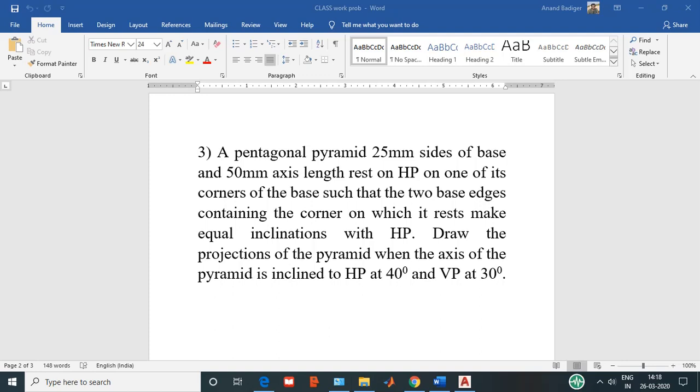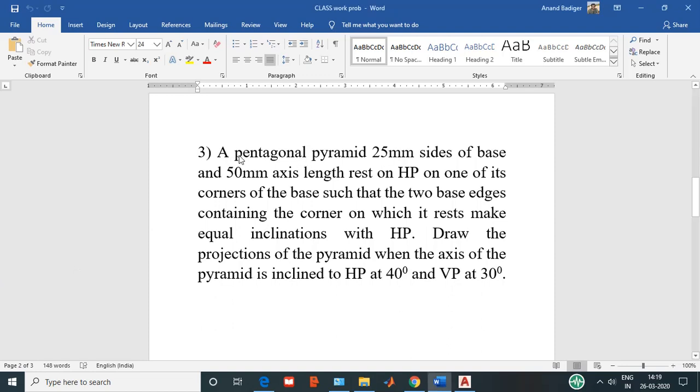So today I'm here to explain to you the problems on pyramids. In the last two classes, we have seen two different problems, one with a square prism and another with a pentagonal prism. So today we are going to solve a problem with respect to a pyramid. Let us read the question first.